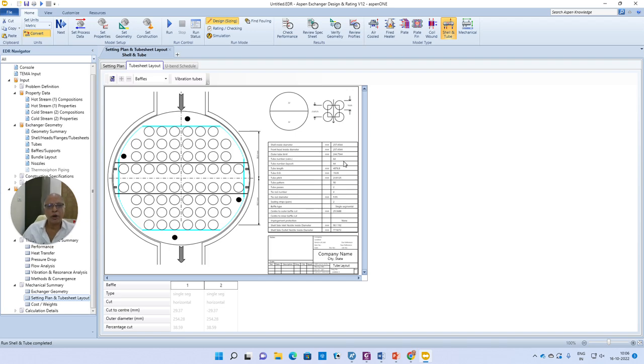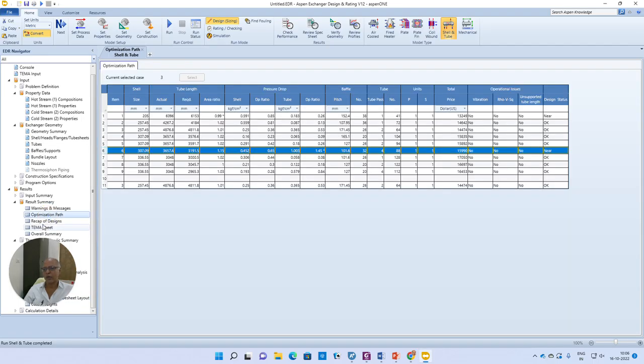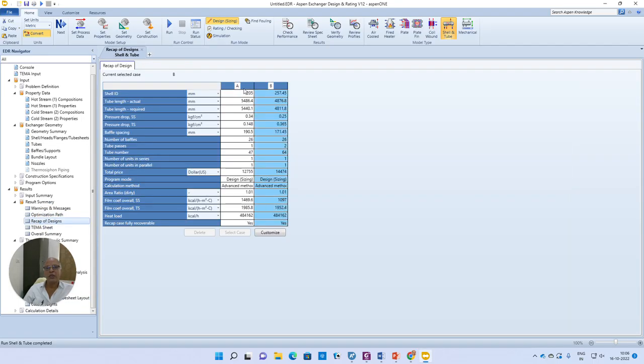And what is the total number of tubes? Now the number of tubes increased to 64, and I think the number of passes on the tube side also is made two. Before this, let me also show you the optimization part, the recap of designs. This was the design that we did earlier, which is costing something like $12,755. Now with this change, the cost got increased to $14,474.